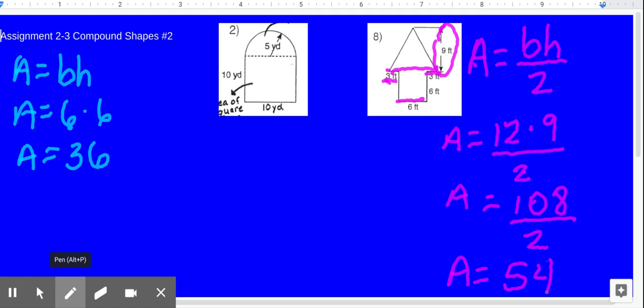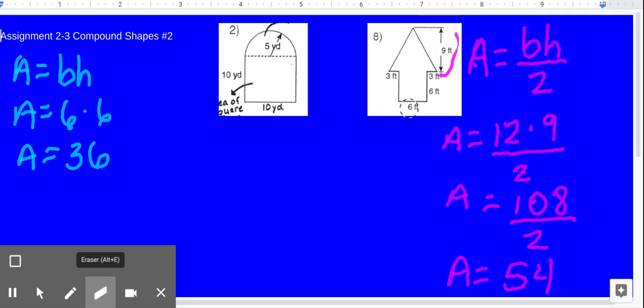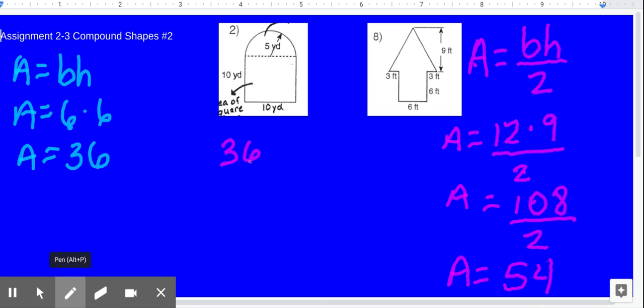All right, so now I need to add the area of the two shapes that I have up here. So I had the area of the square, which was 36, and the area of the triangle, which was 54, and that is 90. My unit is feet, and it's area, so I'm squaring. Okay, so those are the last two shapes that we're finding area for.